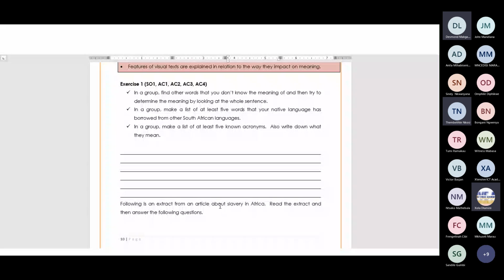In a group, find other words that you don't know the meaning of, and then try to determine the meaning by looking at the whole sentence. I'll take hands, colleagues. Let's take the first one. Words that you don't know the meaning of, we've got to determine the meaning by looking at the whole sentence. So you can give us the words in a sentence.